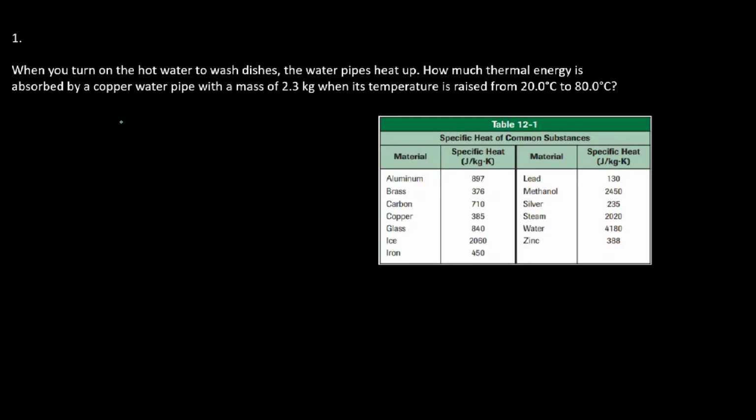In this video, we are going to learn how to calculate the thermal energy Q absorbed or released by an object and how to find their specific heat capacity C. The question says, when you turn on the hot water to wash dishes, the water pipes heat up. How much thermal energy is absorbed by a copper water pipe with a mass of 2.3 kg when its temperature is raised from 20 degrees Celsius to 80 degrees Celsius?